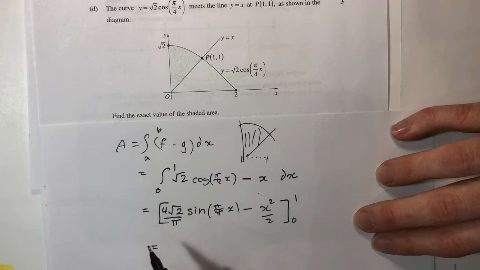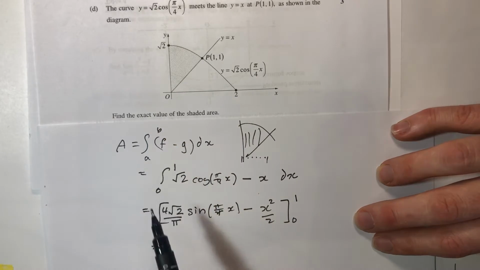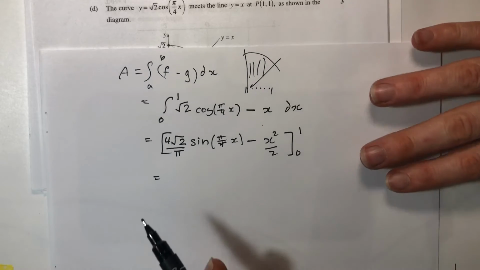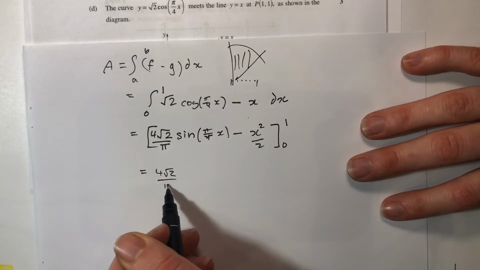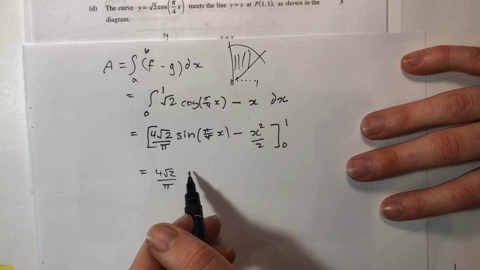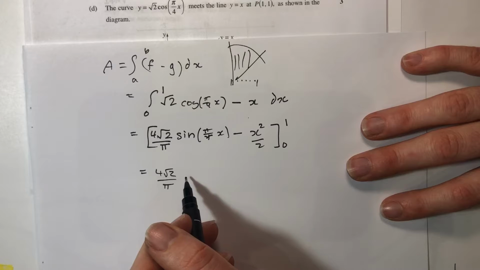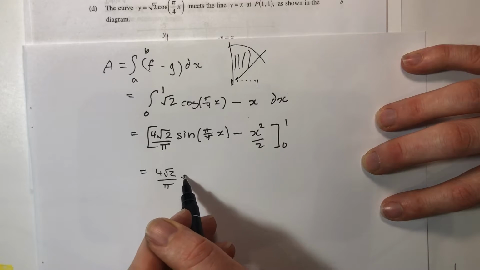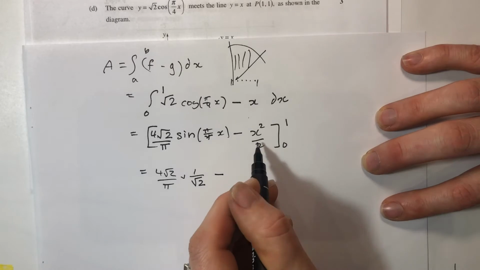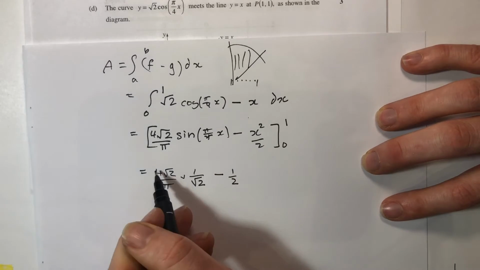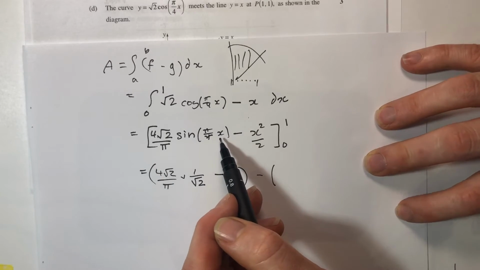And now I've got to actually plug these values in, and I'd like to find it as an exact value, which means do not use the calculator. So let's see, 4 root 2 on pi, sine of pi on 4. Pi on 4 times 1 is just pi on 4. Sine of pi on 4 is 1 on root 2, so I'm going to times this by 1 on root 2. I'm going to minus 1 squared on 2.